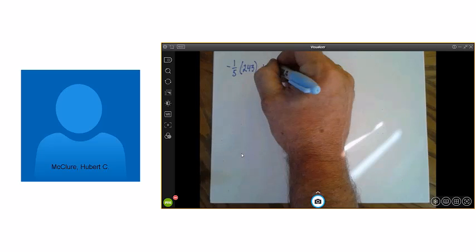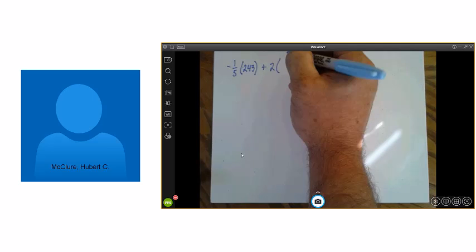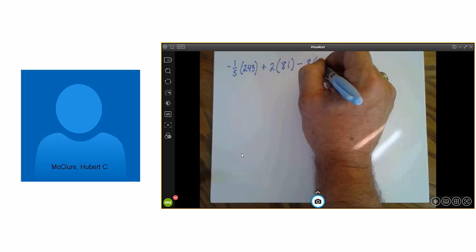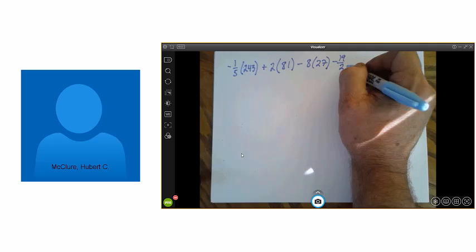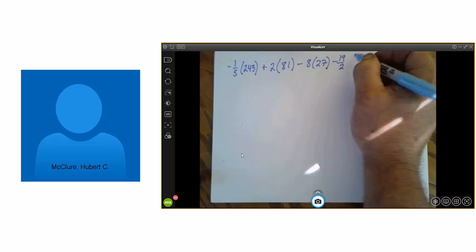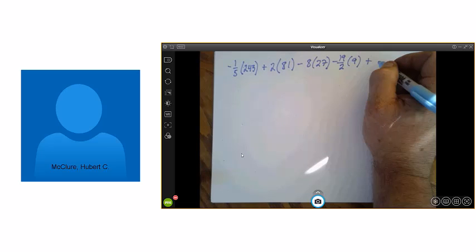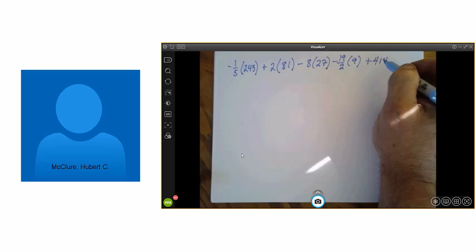plus 2, 3 times 3 is 9, times 9 is 81, minus 8 times 27. Minus 19 halves times 9 plus, let's see, 3 times 8 is 24. 3 times 3 is 9, 10, 11. Bring the 1. Before 14. Somebody check that 138 times 3 and see if you get 414.